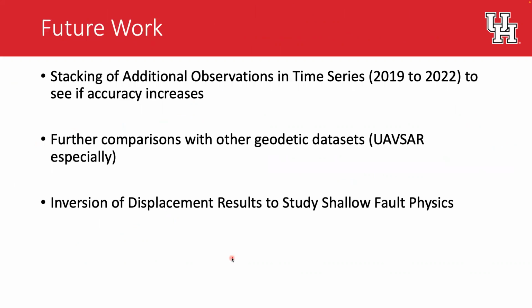Where's this going next? Well, we're going to add some additional time series. We're going to keep comparing with the UAV star observations especially. And where the USGS is going to take this next is actually use those observations to do a shallow fault inversion to really understand what is happening in the shallow fault region of the Hayward fault.